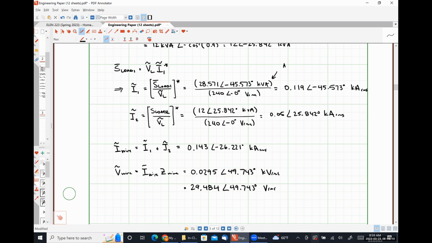So I know the voltage drop across my transmission line or my wire. I know the current flowing through my transmission line or wire. How do I get the complex power? V times the conjugate of I, right? Just our basic bare bones equation.